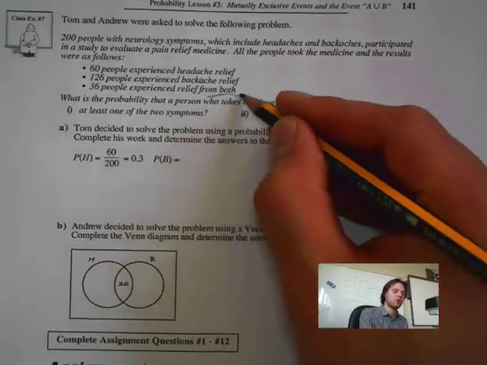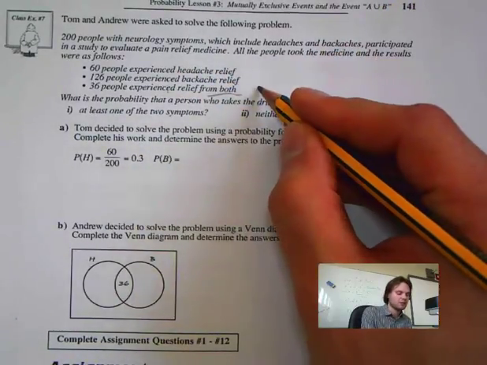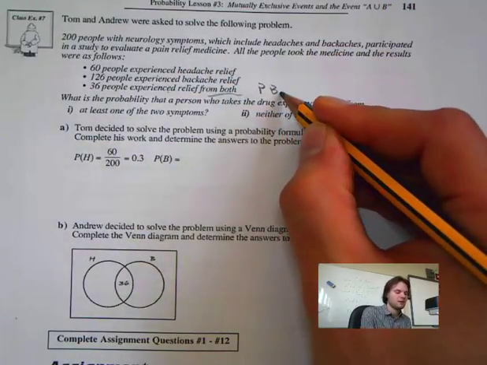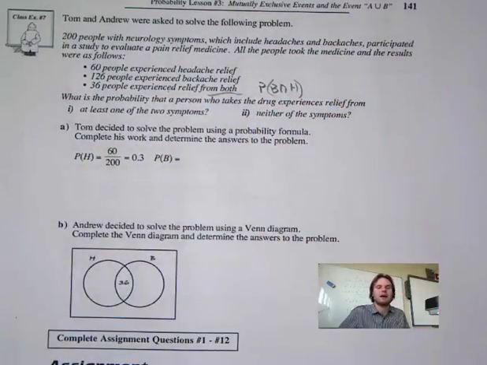Notice how it says relief from both? This is going to be the "and" one. This is back and head. So this is P, back, and head. Okay, so that's the back and head is that one.